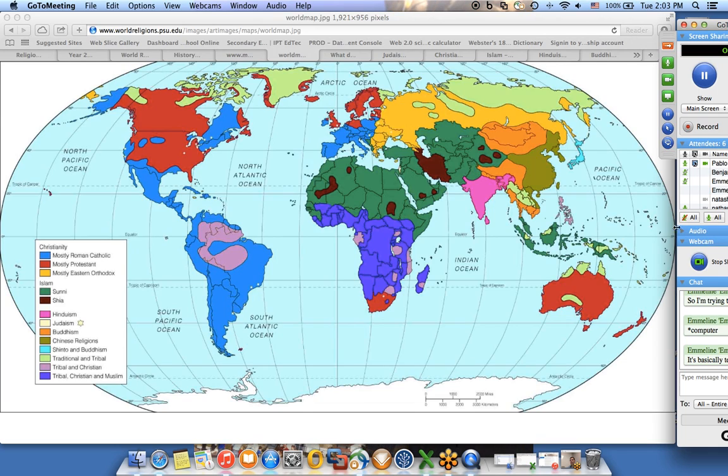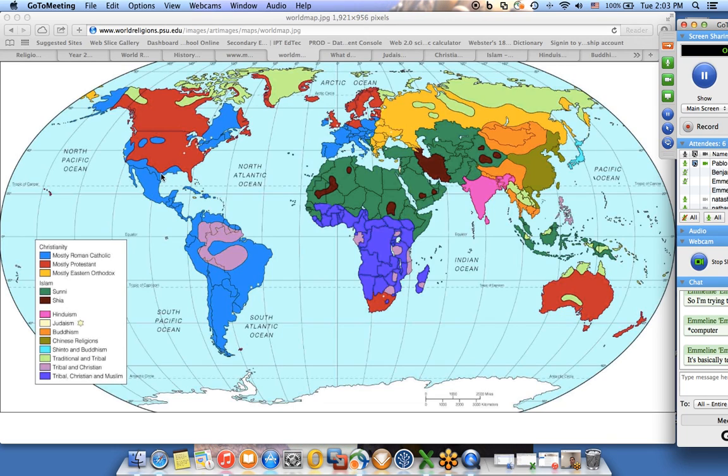I think the United States is mostly Protestant. Okay. Could you repeat that, Nathan, again? Can you hear me? Yes, now I can. Is that the area in the top left, the United States, I think it is? It's mostly Protestant. That's right, yes. The United States is mostly Protestant.